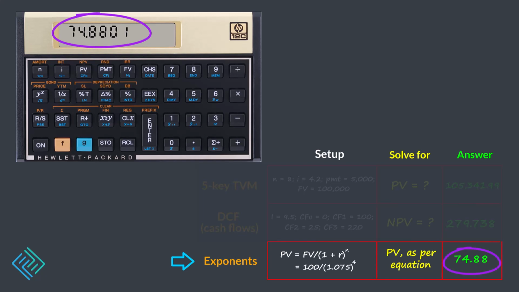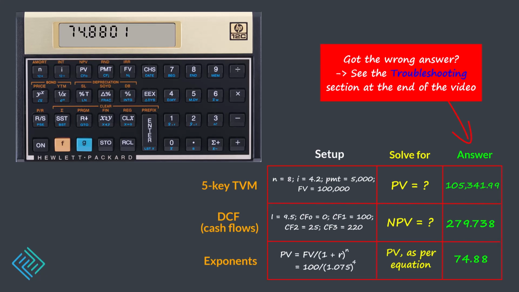If you followed along on your own calculator but did not get the right answer, I have some suggestions about what might have gone wrong. See the troubleshooting section towards the end of the video.